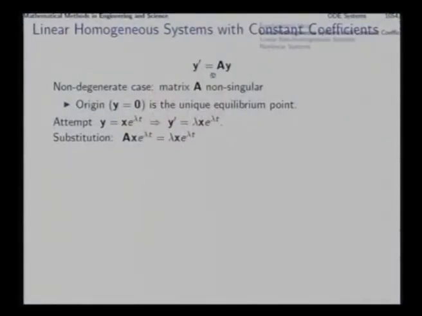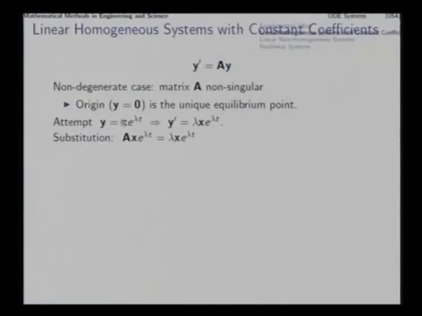Now, since y is a vector function, this scalar exponential function e to the power lambda t needs to be multiplied with a vector, say x, and then we can attempt a solution of this form. The function y is equal to a vector x into e to the power lambda t. Now, this vector x is an ordinary n dimensional vector, and this value lambda is the set of quantities that we will try to determine. And how do we determine that?